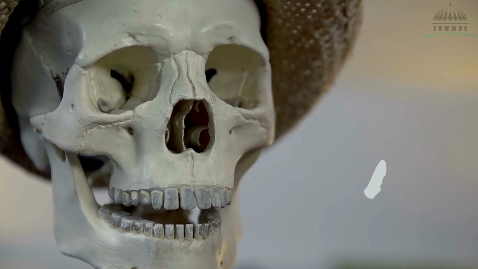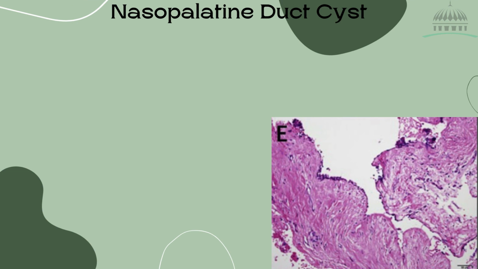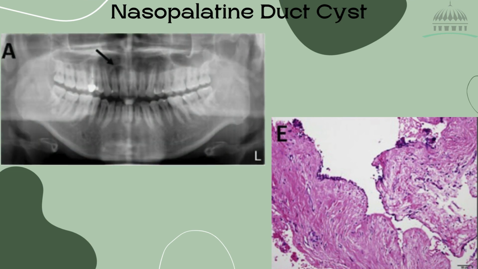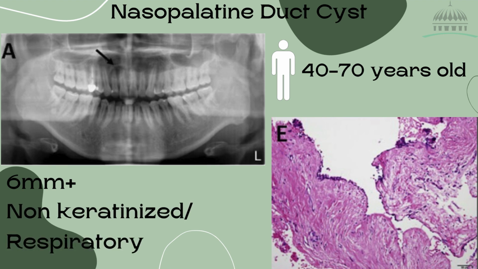Moving back to the maxilla, we have a couple of cysts left to discuss. The nasopalatine duct cyst occurs in the midline of the anterior hard palate. The size of the cyst should be more than 6 mm to avoid misdiagnosis, and it should have a non-keratinized squamous or respiratory epithelium lining.